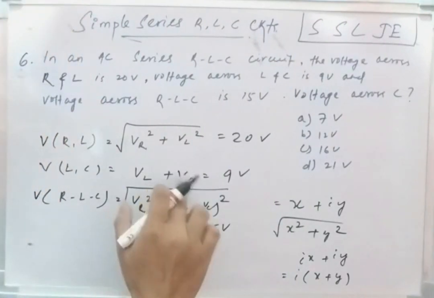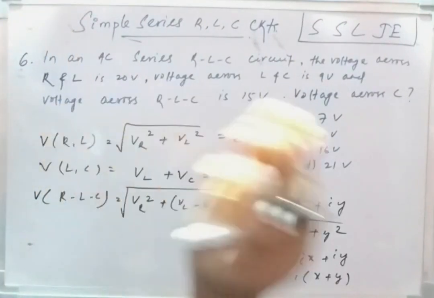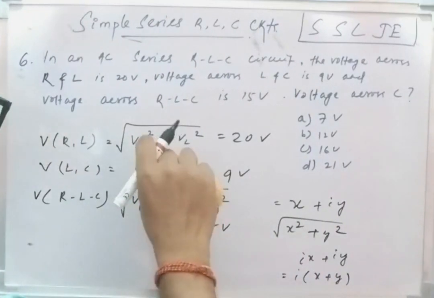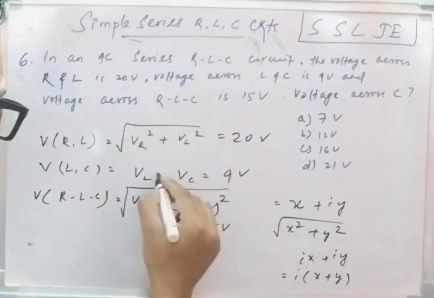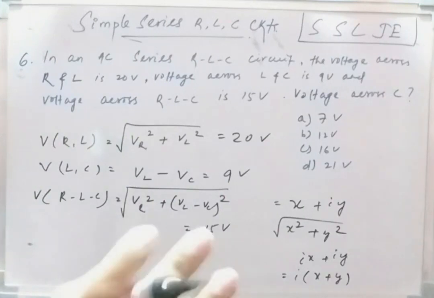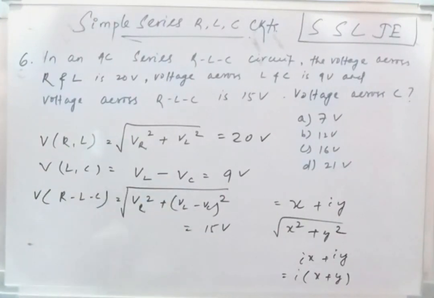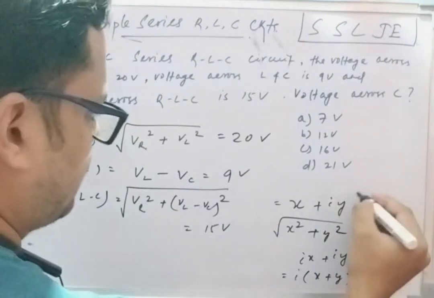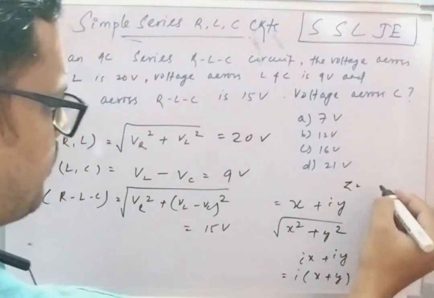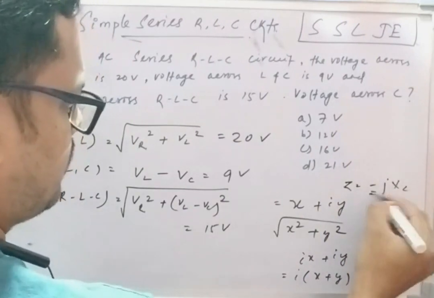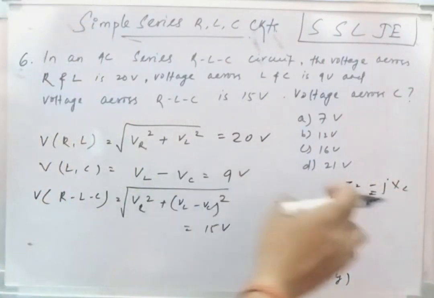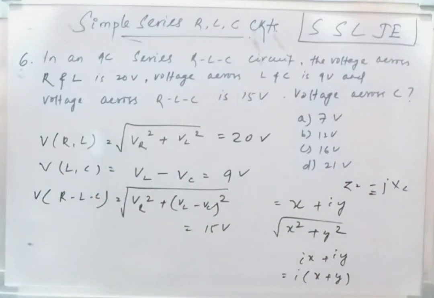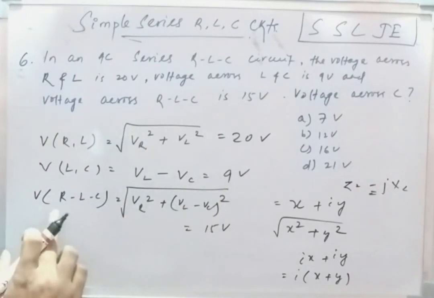So yes, VC is the voltage across the capacitor. It will carry a minus sign, because the impedance of the capacitor is negative. We write the impedance Z of the capacitor as minus jXC. So here the minus sign is there. That's why the voltage across it will also carry a minus sign. So VL minus VC is 9 volt, and V of RLC is this.